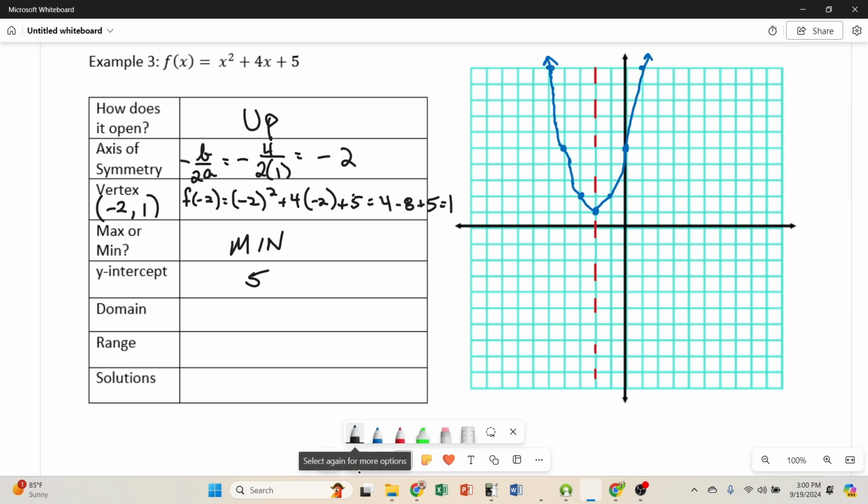Okay, our domain. Here we go. The domain, as always, is all real numbers. The lowest value here is at +1, so the range is from 1 to infinity, or y greater than or equal to 1. And the solutions, empty set. None. No solutions. There's nothing that touches the x-axis here.